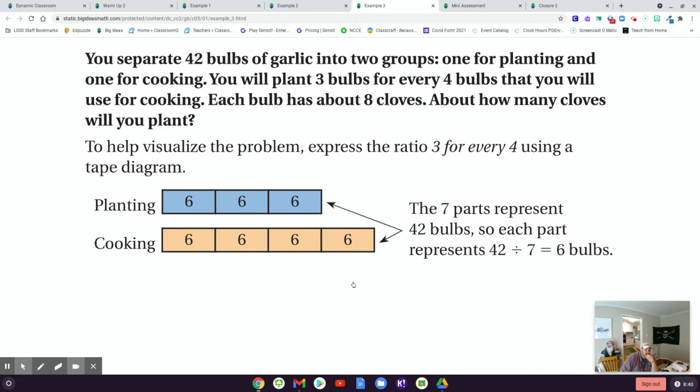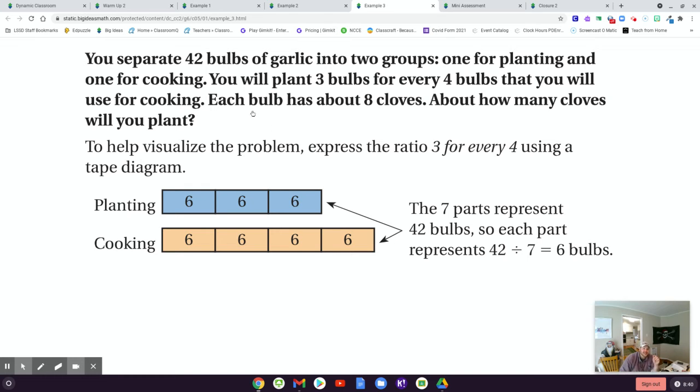So the ratio is 3 to 4, you plant 3 for every 4 that you cook. And remember, there's 42 bulbs total. So you do 42 divided by all 7 parts, telling you that each part is 6. So that means that you're going to plant 18, you're going to cook 24 out of the 42.